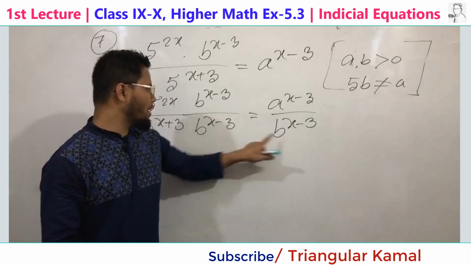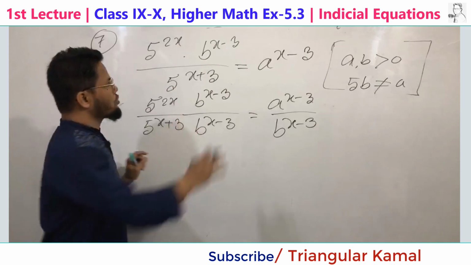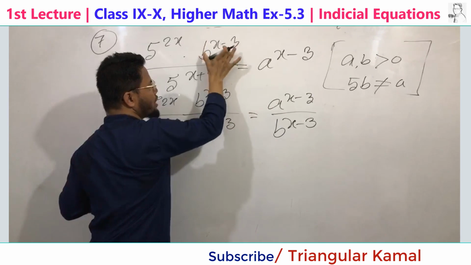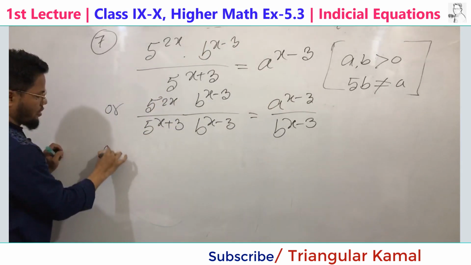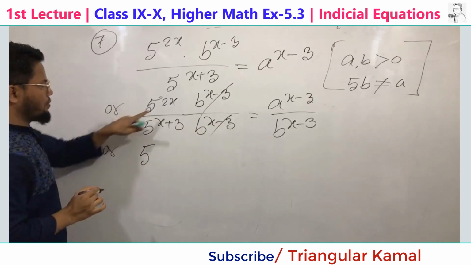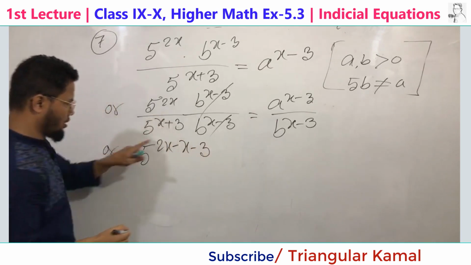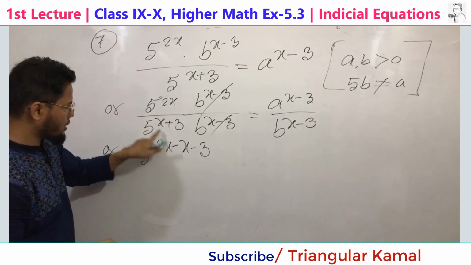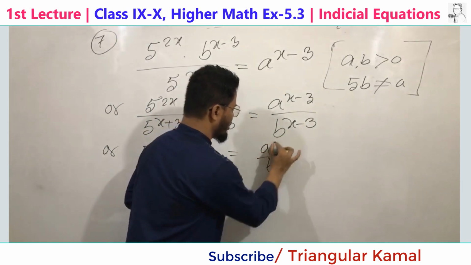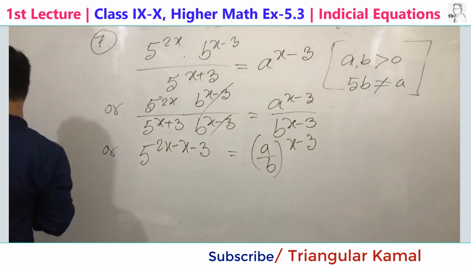Dividing both sides by b to the power x minus 3, or you can do this as in the previous one, just changing this left side to the right side, as a numerator one will be denominator part. So here we can eliminate the same numbers. Now this one has a 5, right, here twice x, this one will be minus x and minus 3. This is the plus x as a denominator part to numerator, and here we can write a by b together as a by b to the power x minus 3.